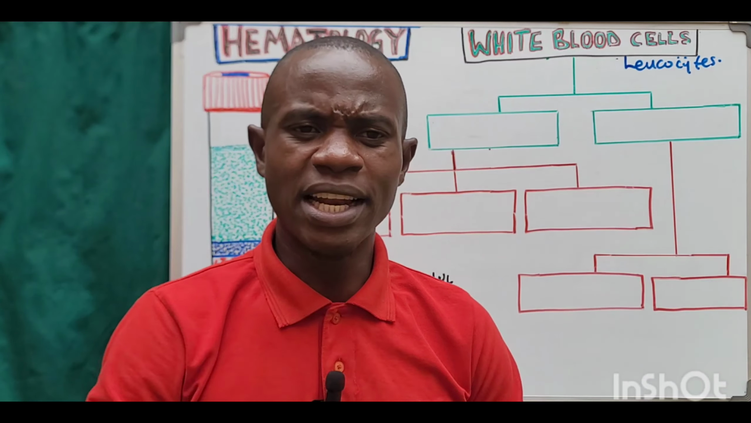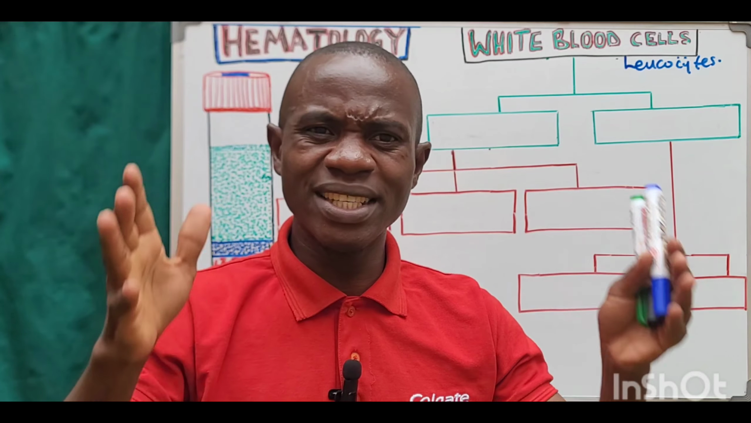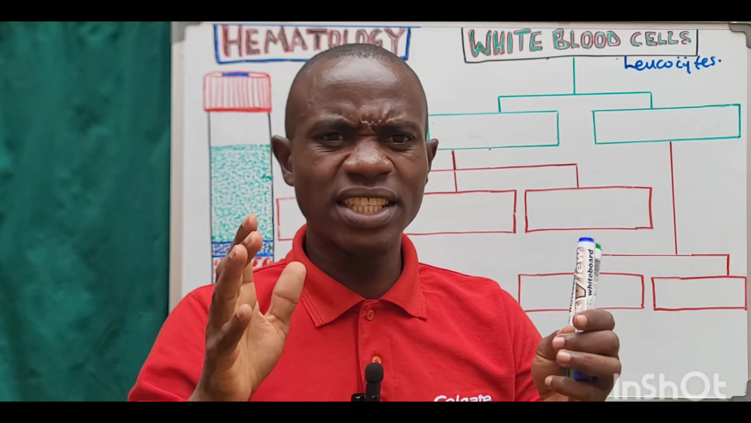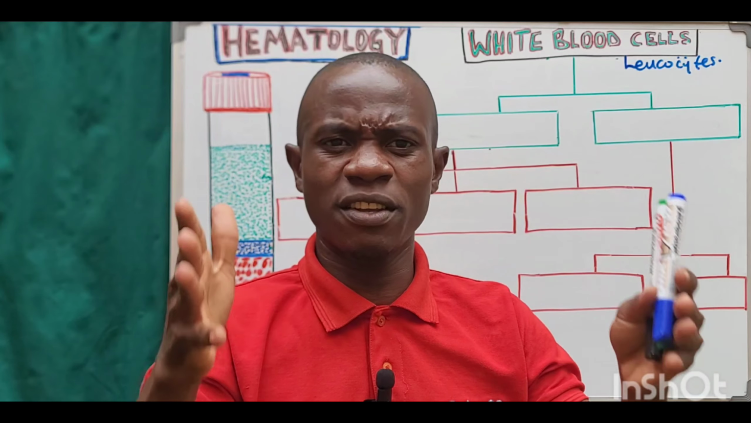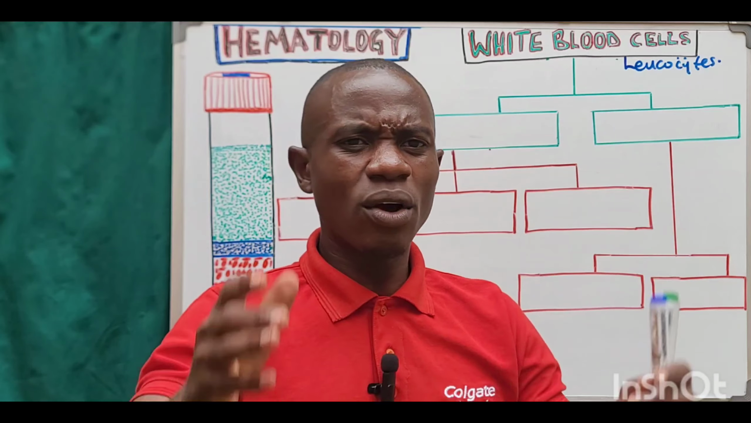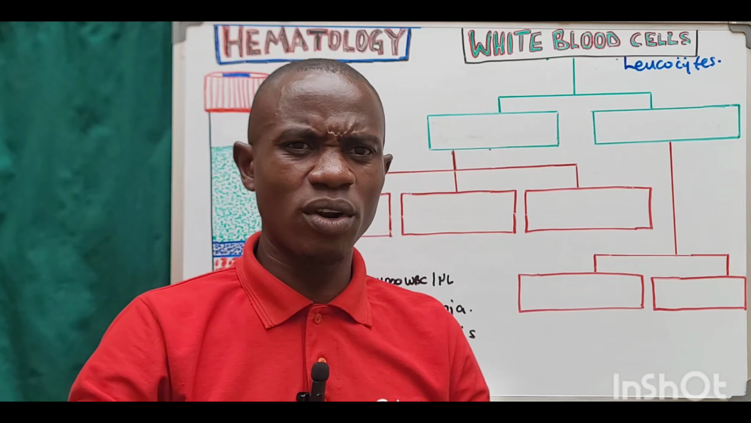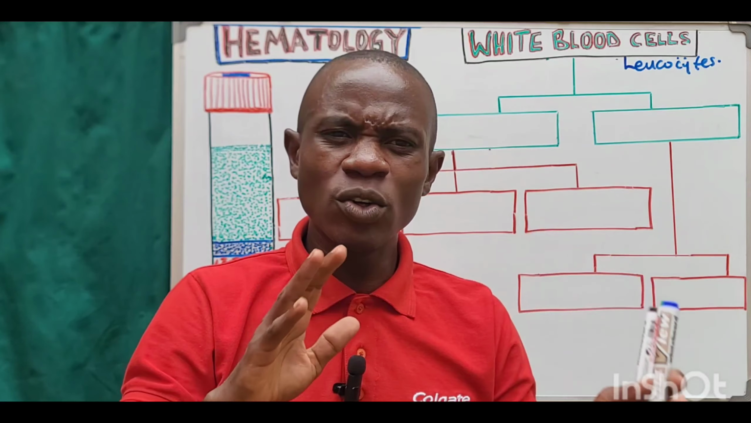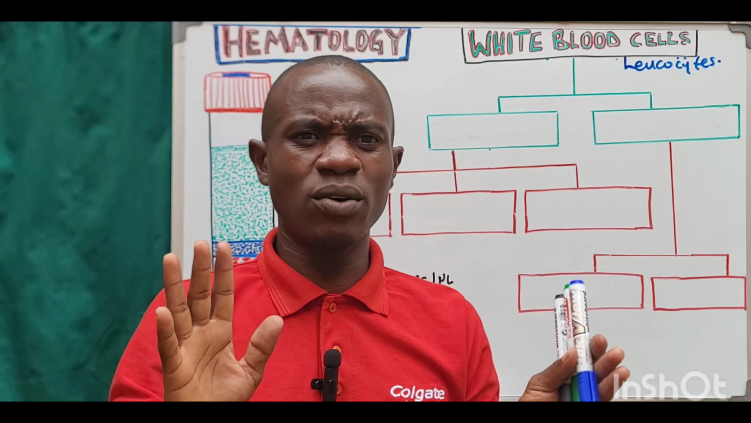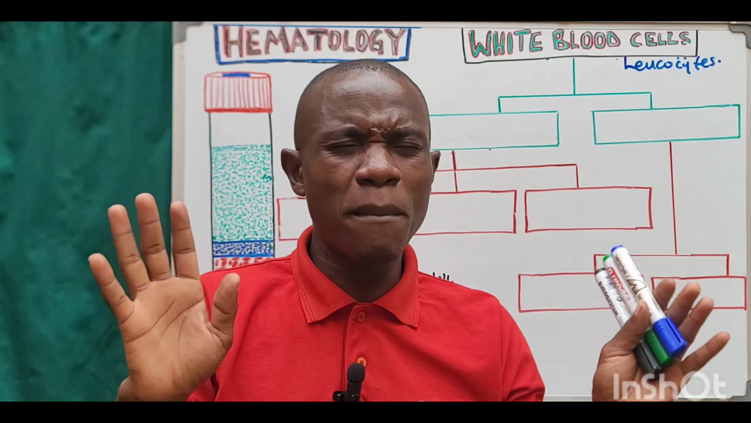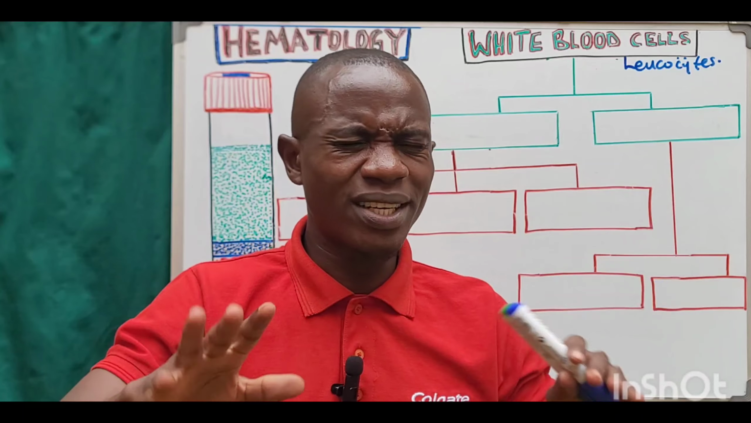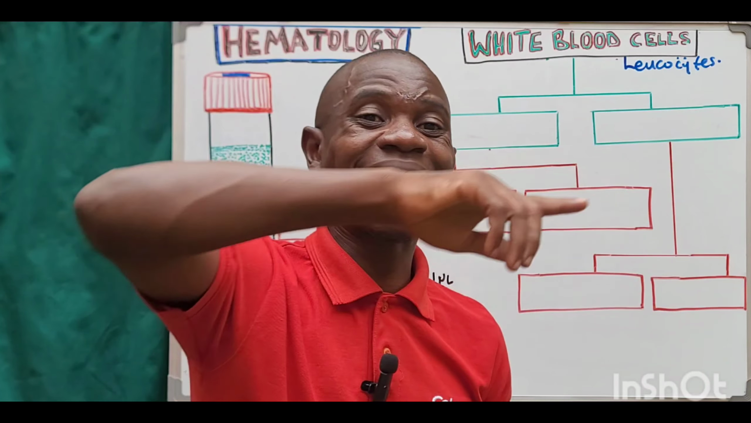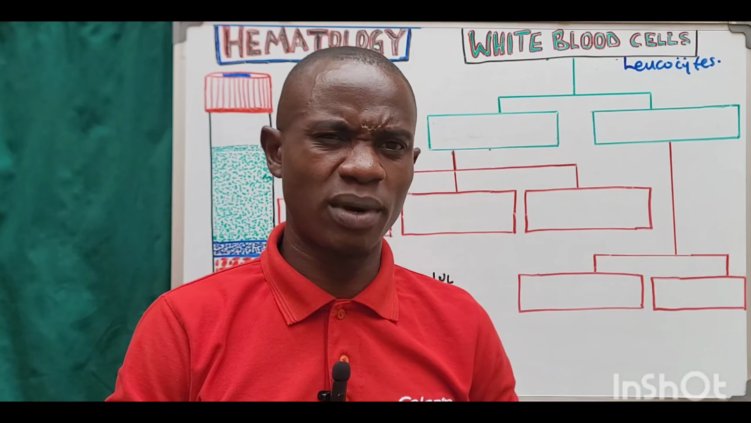Now, we are going to be looking at the different types of white blood cells. These white blood cells are categorized into two. We have the category of white blood cells that have visible specific granules. And we also have the category of white blood cells that have non-specific granules. They are even invisible with the light microscope. This category also has granules, but they are not as specific as the other one, which is very visible and very specific.